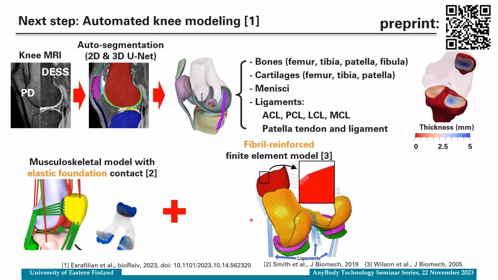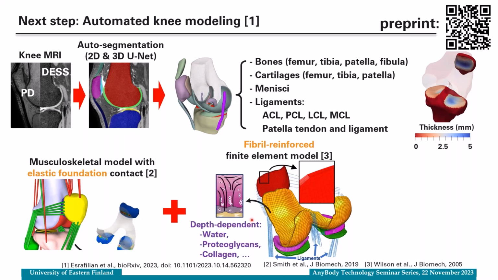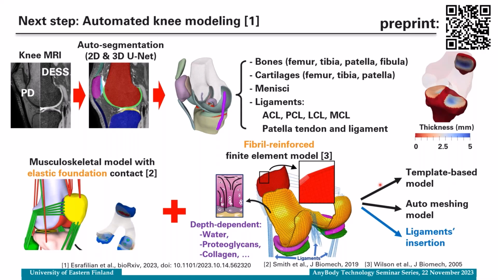And then the tool also creates a finite element model with a fiber reinforced poroviscoelastic material model incorporated, which, as I explained, in the material model we had depth dependent water, proteoglycan, and collagen content. We developed the tool to use two methods to create the models, a template based method and an auto meshing method. The idea was that in 100% of cases we could take the model if one of the methods fails. We also developed an algorithm to extract the ligament insertion points from the MRIs to incorporate them into the model.